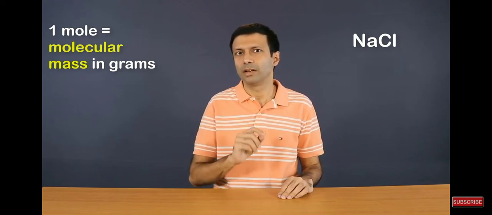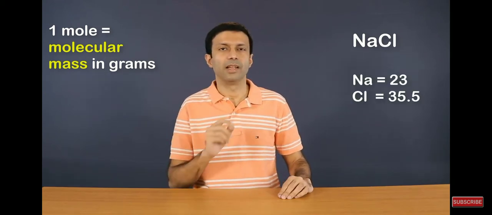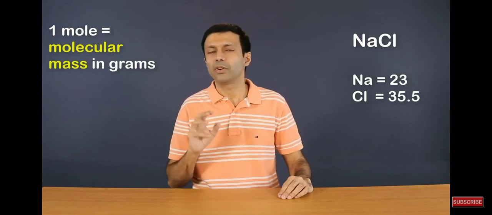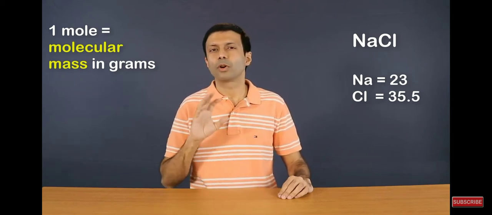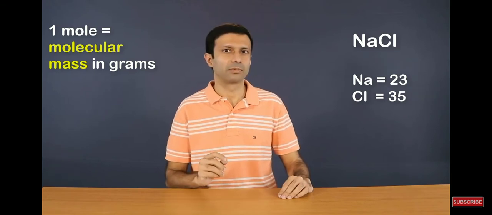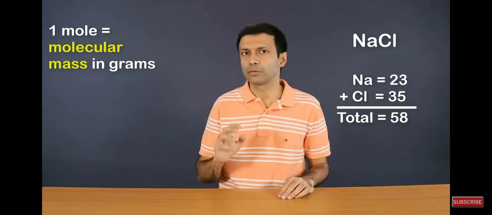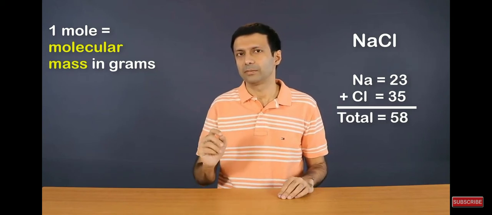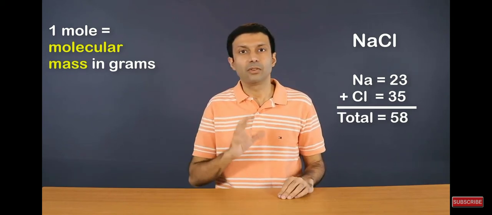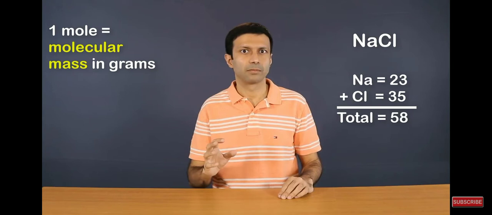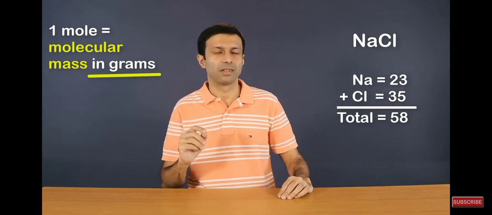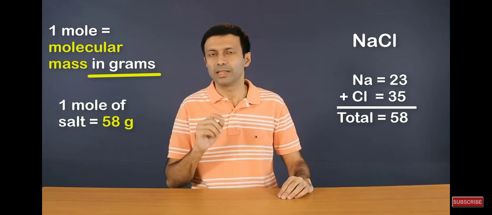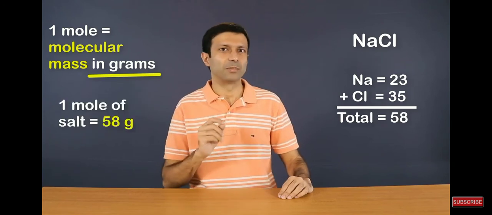So if we want to find the molecular mass, I need to use the atomic mass of sodium and chlorine, and they are 23 and 35.5 respectively. But I'm going to approximate chlorine as 35. So the total mass of salt is 58. Now this is the relative molecular mass. We need to take the molecular mass in grams. So 1 mole of salt is 58 grams.